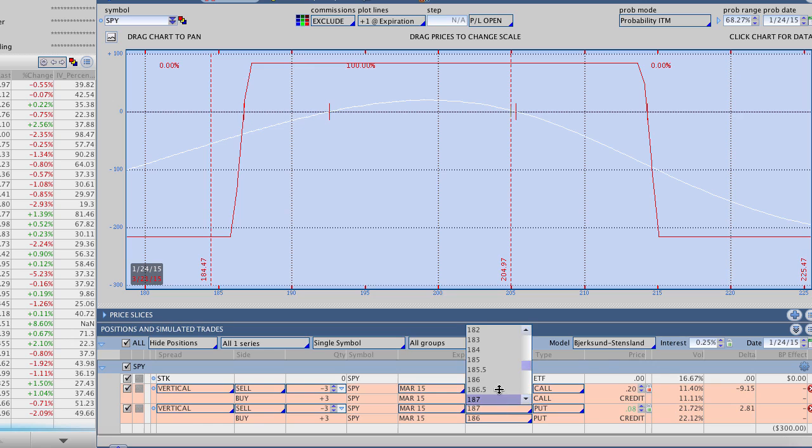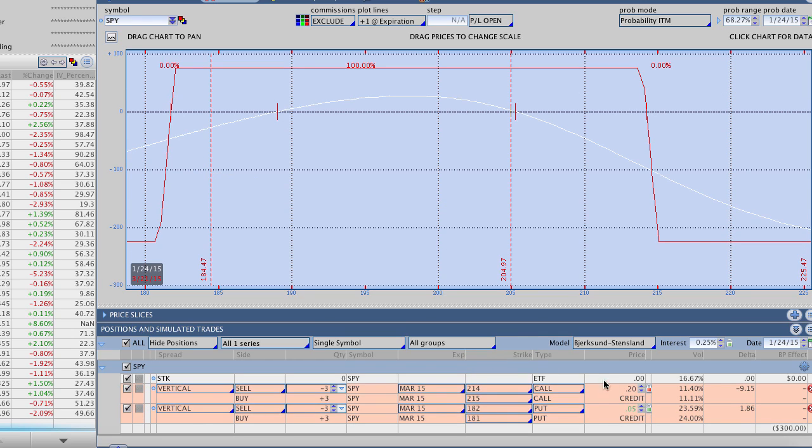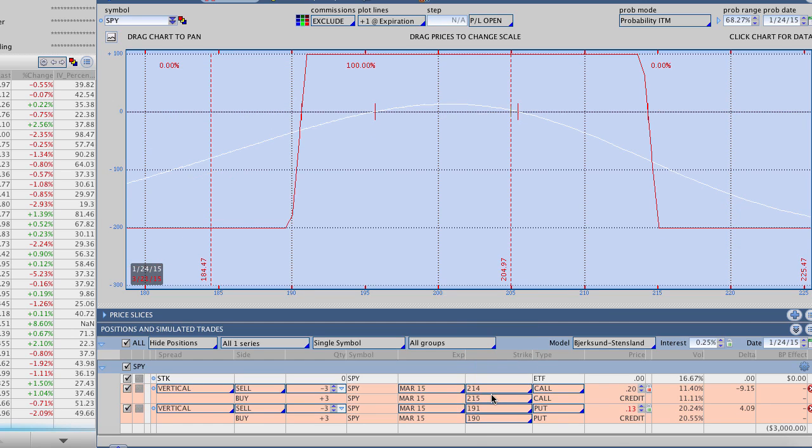Now, the closer that you roll this strike up, let's just say you roll it up to the 191, 190, so you go really, really close to the market, you can see that the closer we roll this side, the more credit we take in. And again, that helps reduce our loss. It reduces our loss on both sides of the market.